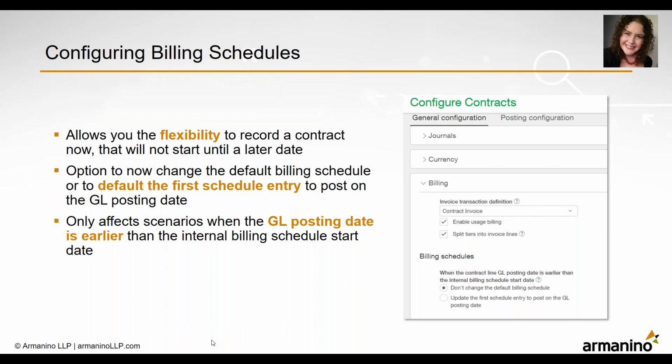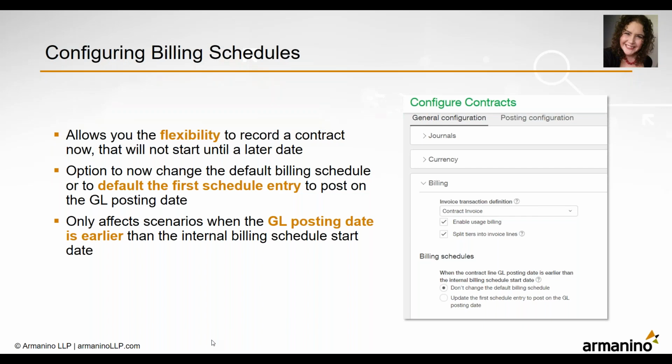It does let you get the first invoice out as soon as the contract line books. If you want to send that invoice ahead of time but don't want to recognize the revenue, you now have another option. When the contract GL line posting date is earlier than the internal billing schedule start date, if you select don't change the default billing schedule, it will post on that first date, generate the invoice, and you'll be able to get that out.